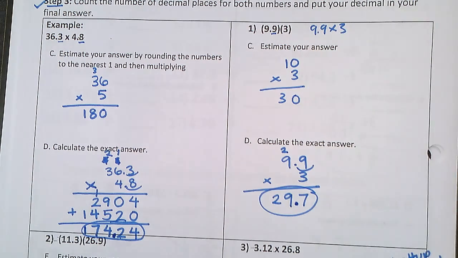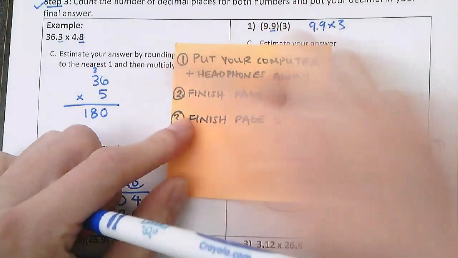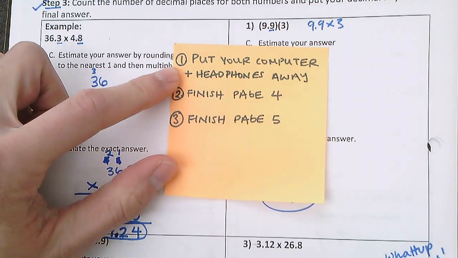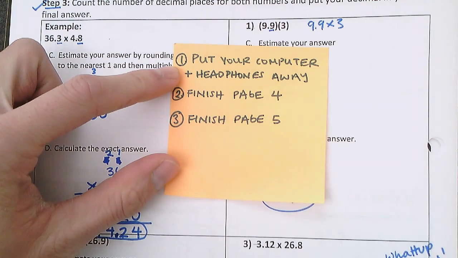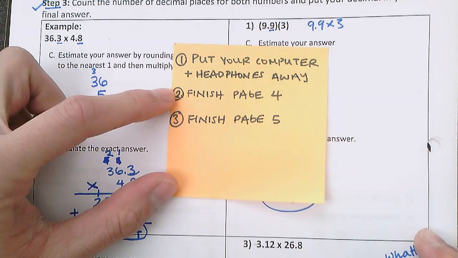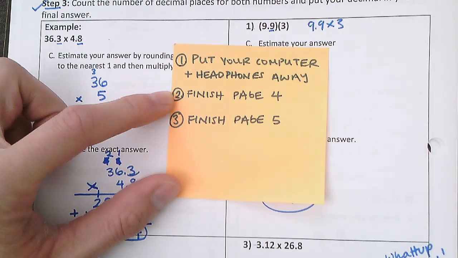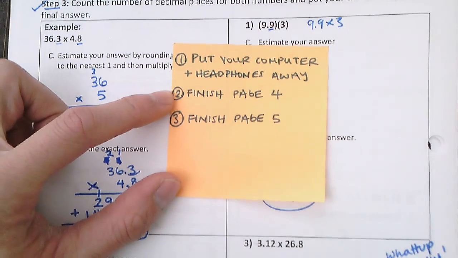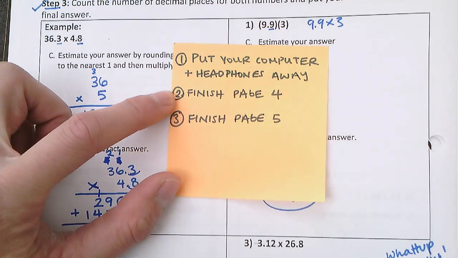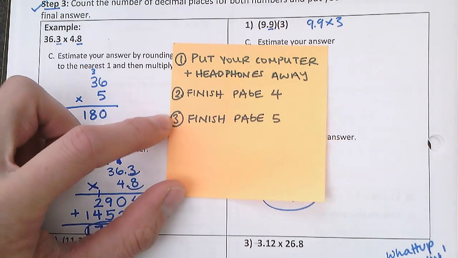Okay, once you've checked your work, here are your instructions. You are first going to put your computer and your headphones away once you get these 2 problems, and then you are going to finish page 4 back at your seat. And then if you finish page 4 and if you have time, you can take on the challenge on page 5.